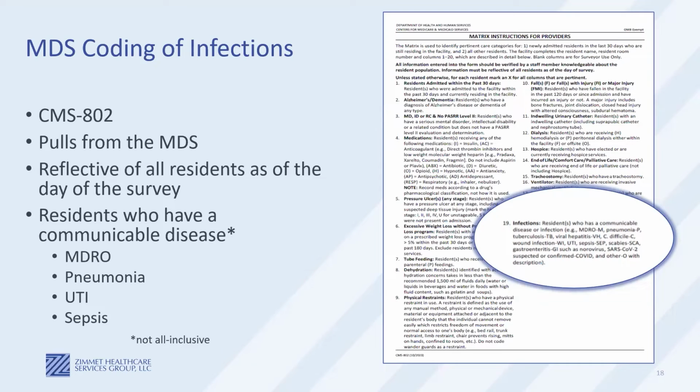Some other ones that it pulled that you have to code are C. diff, if they have scabies, a GI virus, COVID, or other, and then you would probably be asked, what is the other? So they're looking at residents who have a communicable disease, not all inclusive. I kind of read what they all were from the 802, but pulling right from the MDS, again, another place that it touches.